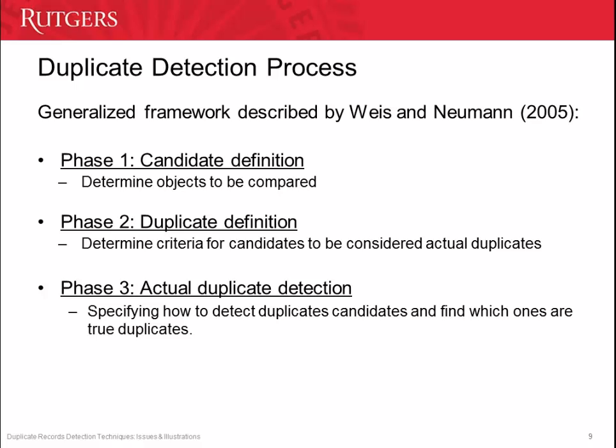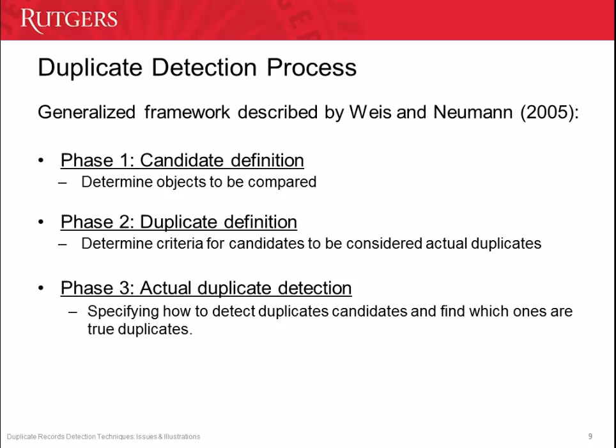Weiss and Naumann describe a generalized framework for duplicate records detection, which consists of 3 phases. Phase 1, candidate description. This is when we decide on which objects are to be compared with each other. For example, there's no point in comparing the name of record A to the address of record B, so we need to compare the name of the vendor from record A to the name of the vendor from record B.